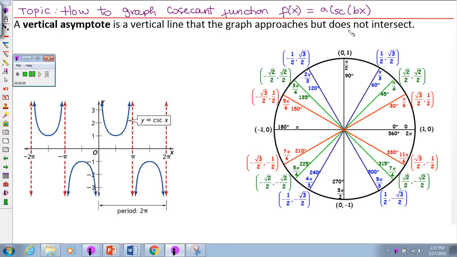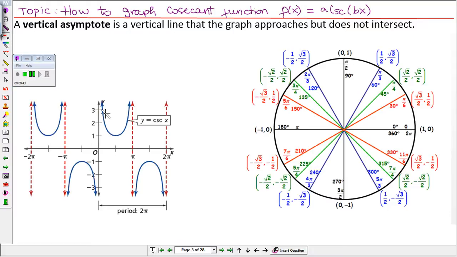Let's begin to review what a vertical asymptote is. A vertical asymptote is a vertical line that the graph approaches but does not intersect. You can see right here for the cosecant function that for every period there are three adjacent vertical asymptotes. Now one of the vertical asymptotes is the y-axis. You might not be able to see it, so let me draw it on top of it so you can see.